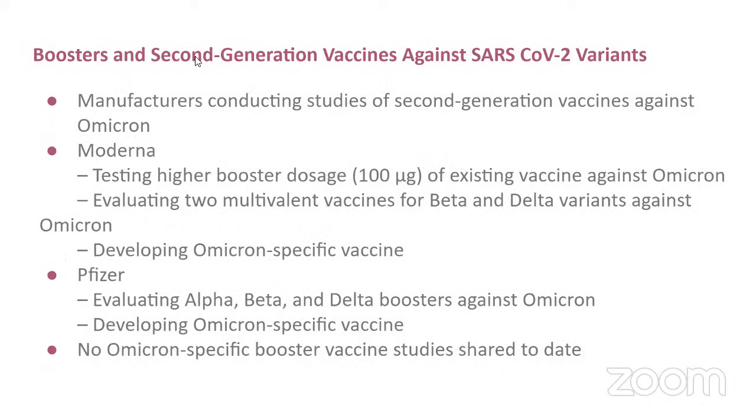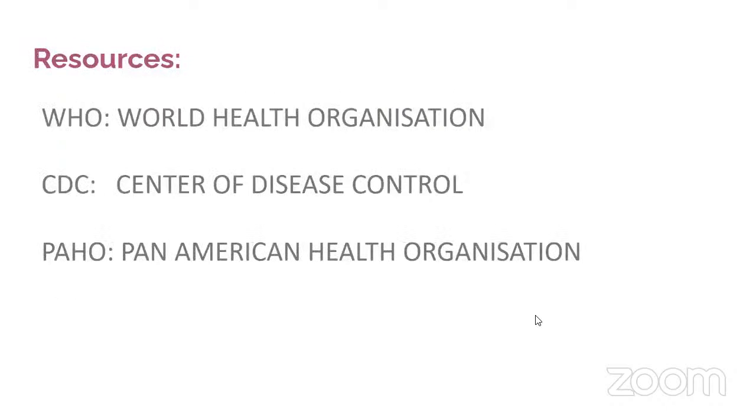So the booster and second generation vaccines are against SARS-CoV-2 variants. As I said, Pfizer is developing the Omicron specific vaccine, but no Omicron specific booster vaccine study has been shared to date. They are working on it. Hopefully we will soon get the vaccine also. Thank you very much. Does anyone have a question? You can ask.